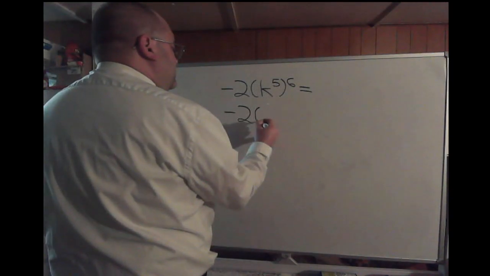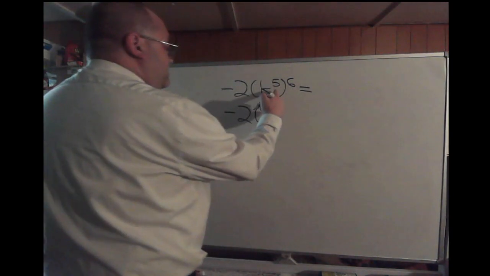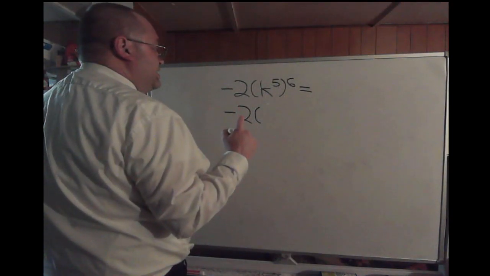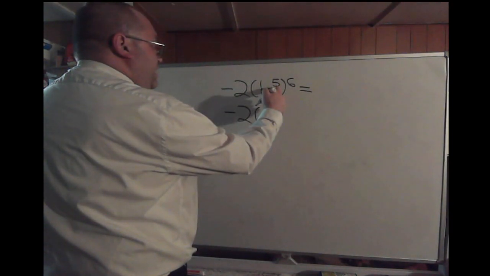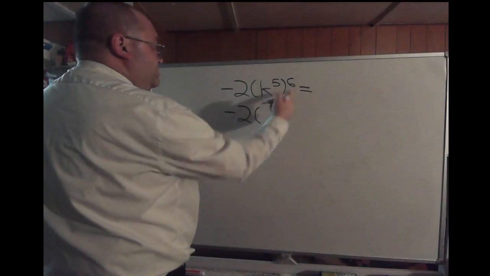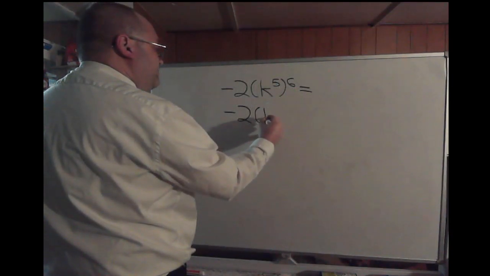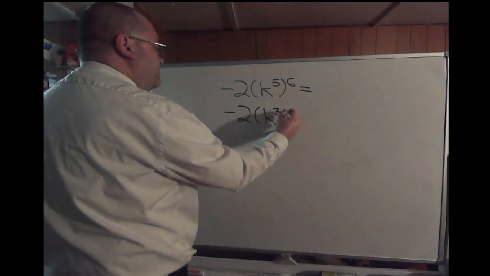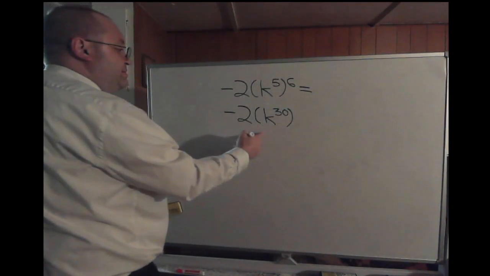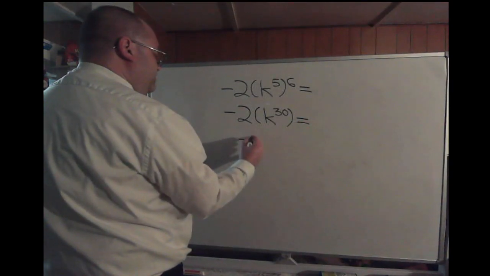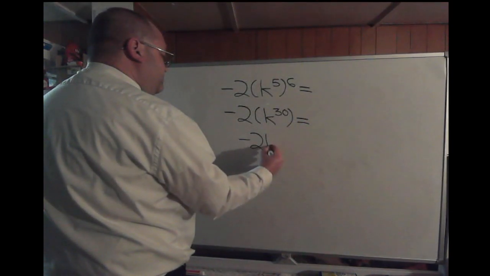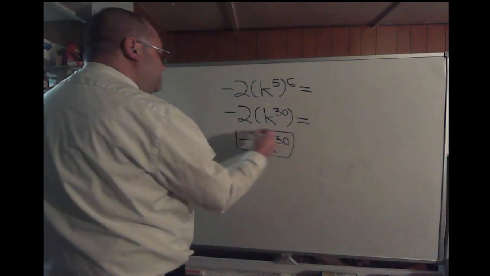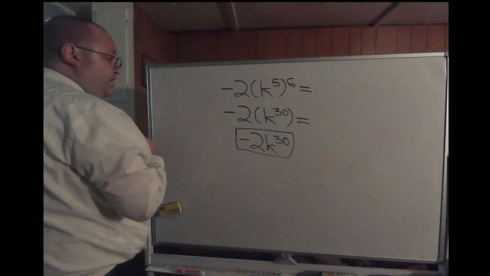So again, you're just going to deal with k to the fifth to the sixth first because your exponents come first. Whenever you have a power to a power, you just multiply the two powers. So you'll have k to the 5 times 6, which would be k to the 30th. So you'll have -2 times k to the 30th, which would just give you -2k to the 30th power. And that's the answer you get, -2k to the 30th power.